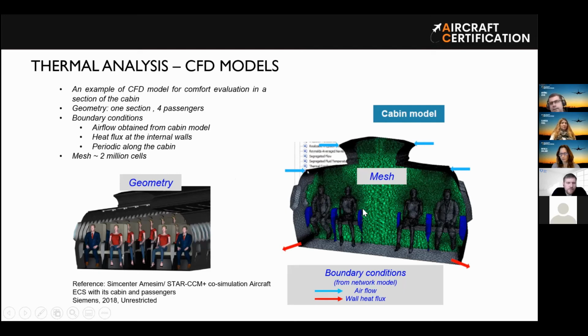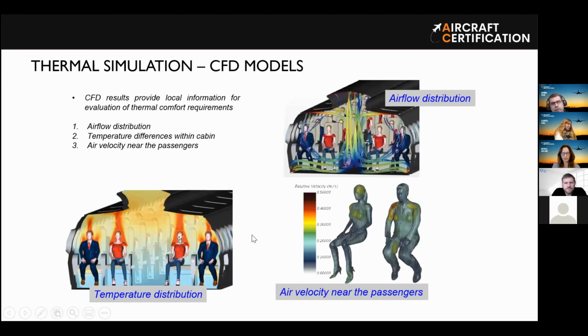This type of modeling is much more complicated, but the good thing is that it gives you much more information and detail. As I showed before, you can have details about the temperature distribution very close to the passengers. You can have the overall airflow distribution in the cabin. And you can also look at the air velocity very near the passengers, which are all parameters that are very important for an assessment of thermal comfort. So we talked about network models and CFD models just to give you an idea of the type of application when we use each one of those.